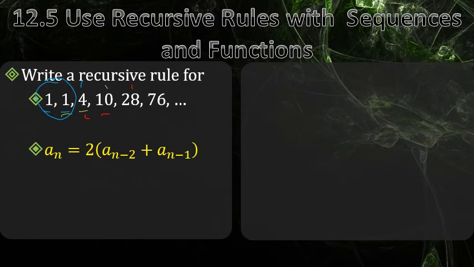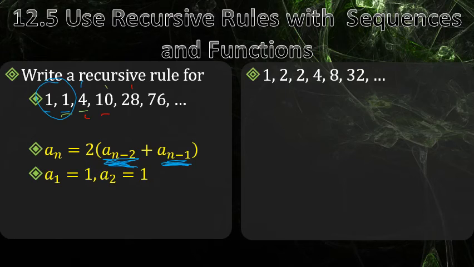So here we go. I've got my two numbers, the previous two numbers. This is going back 1 space and going back 2 spaces. Add those together and times by 2. Since I have two numbers here in my thing, I have to start off by giving the first two numbers. So I have a1 and a2.